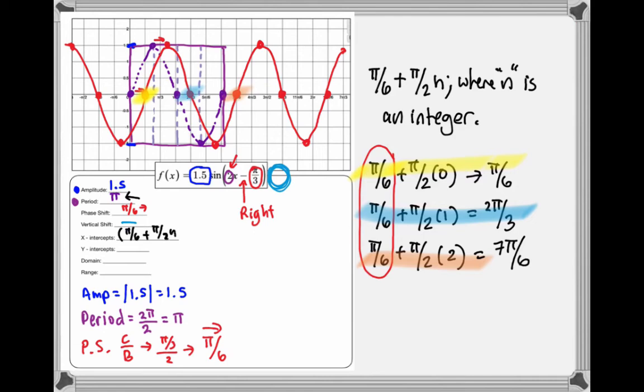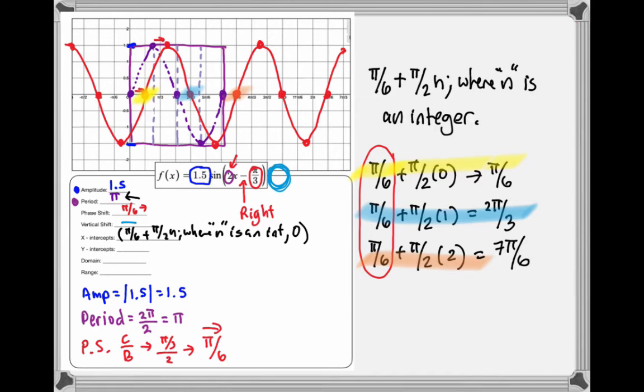So the way that we write this is pi over 6 plus pi over 2 n, where n is an integer, comma, 0. And so any x-intercept that we want to find, that's going to be it.